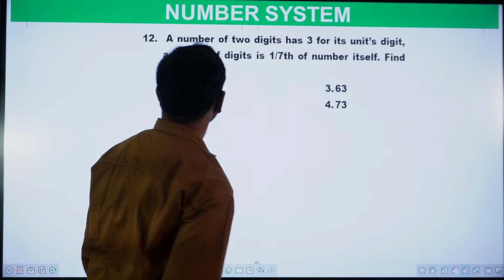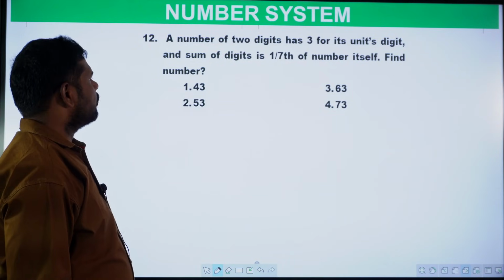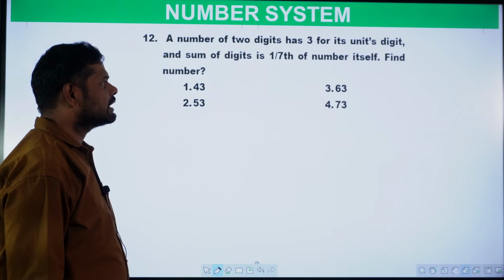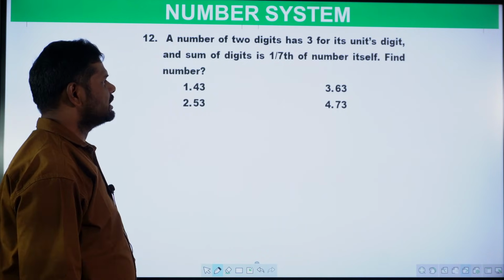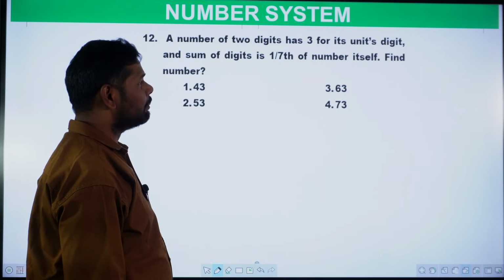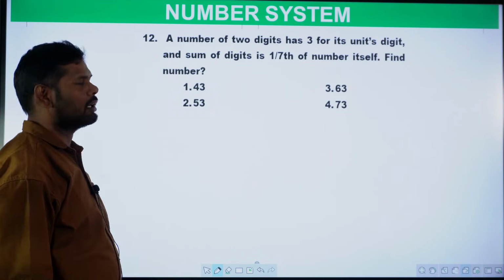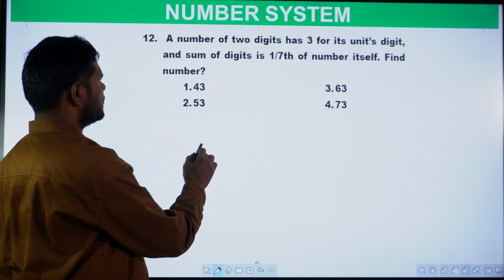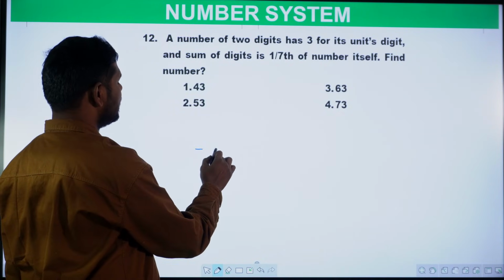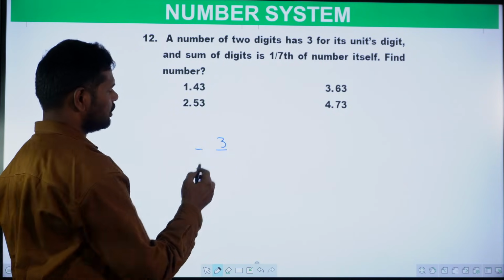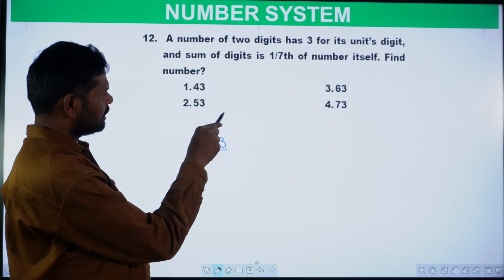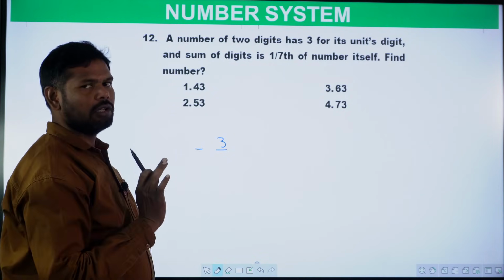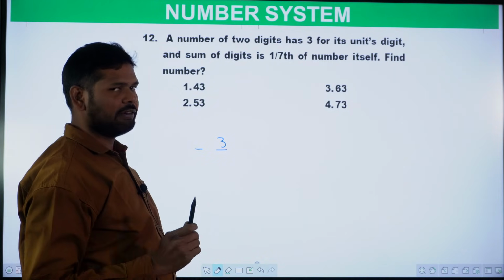Next. A number of two digits has 3 for its units digit, and the sum of the two digits is 1/7 of the number itself. Find the number. The units place is directly given as 3. Just observe: 43, 53, 63, 73 all have it, so there is no chance of eliminating even a single option.